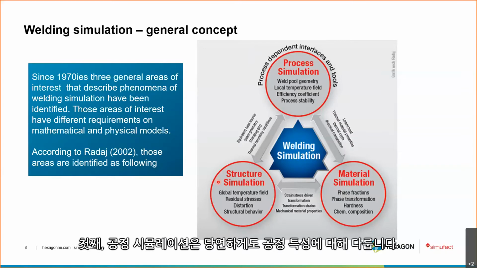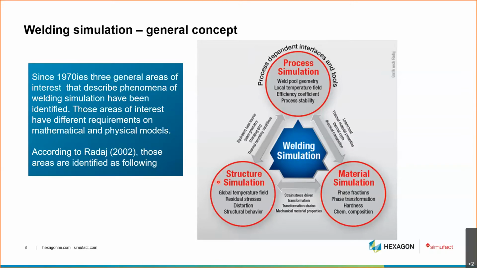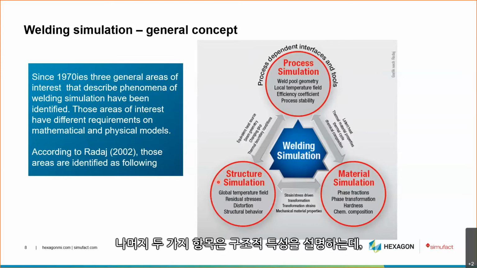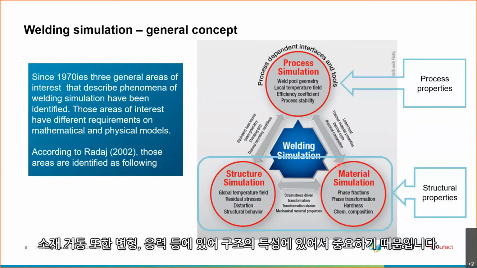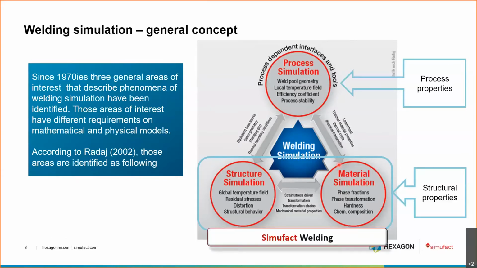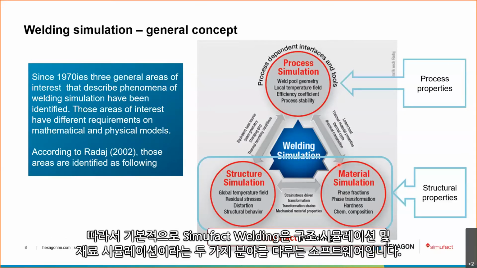The first one, the process simulation, of course, describes the process properties. The last two items describe structural properties, because, of course, material behavior is also important for properties of the structure, for deformations, stresses, and so on. So basically, Simufact Welding is at home in these two areas, structural simulation and global material simulation.